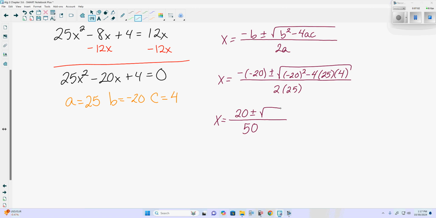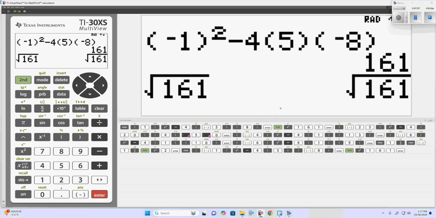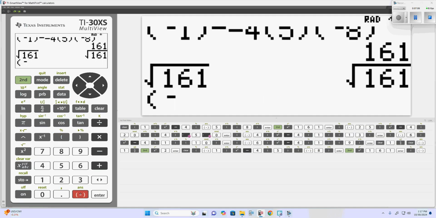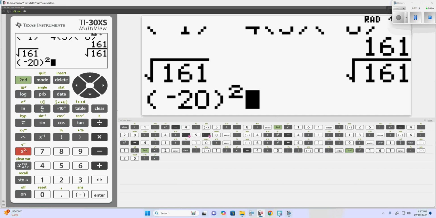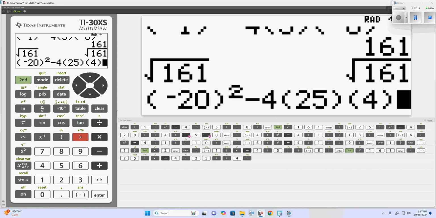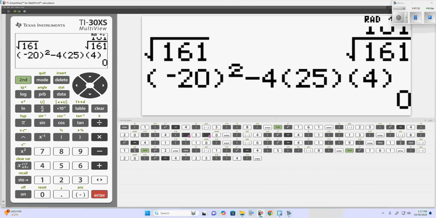Now we need to plug everything inside the radical into the calculator. Well, we can do it in the calculator, or we can do it by hand. So negative 20 squared minus 4 times 25 times 4. And this gives us, all right guys, 0.